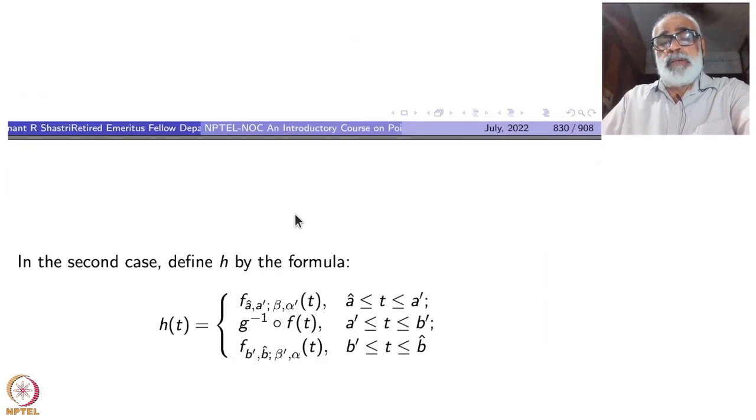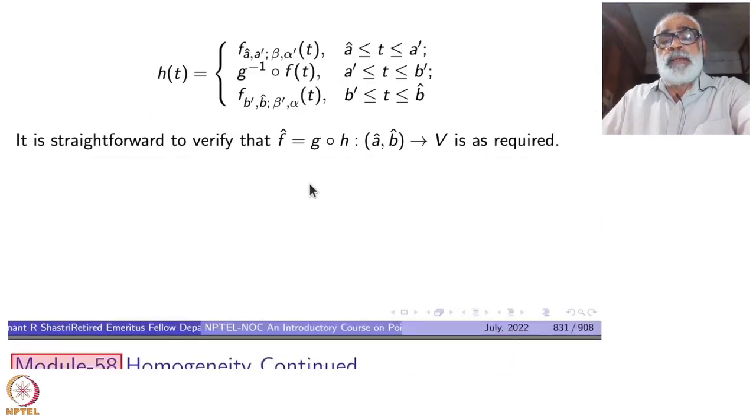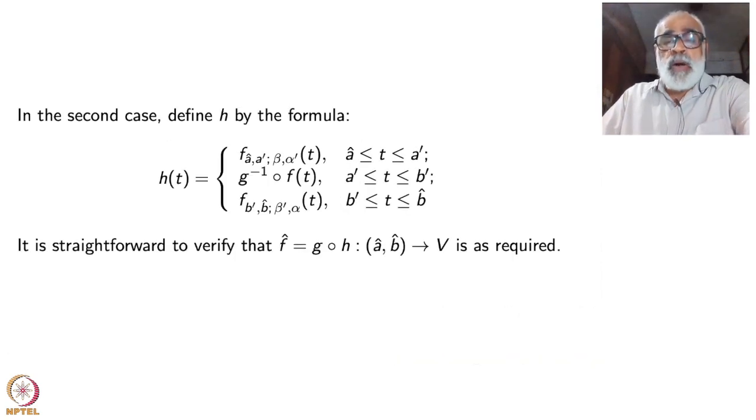Now all that I do, once I do that, is take F hat to be G composite H. On this interval, what happens? G cancels out, it will be F(t). So F hat is F(t) on this interval.